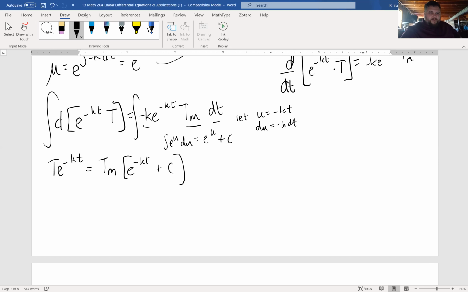And if I really wanted, I could multiply through by Tm. And all that's going to do is just make this, you can just call that C1, right? Because Tm is a constant, C was a constant. If I multiply them, it's a new constant.